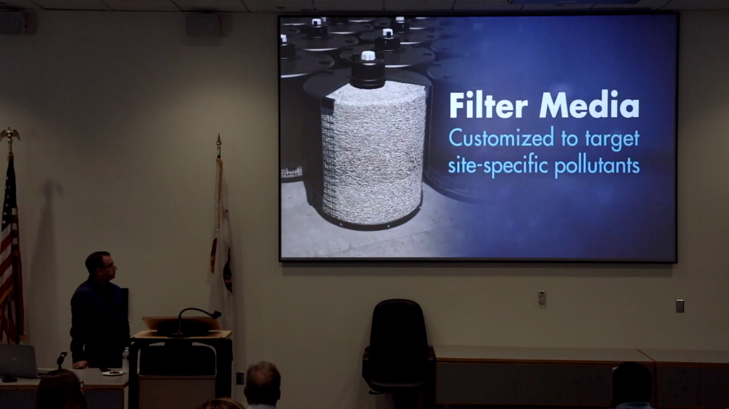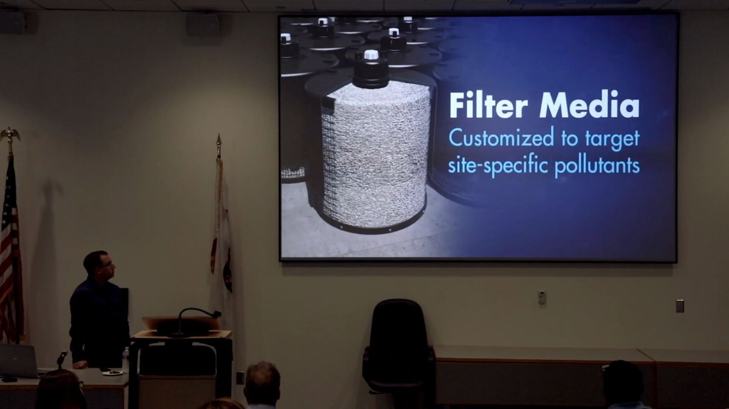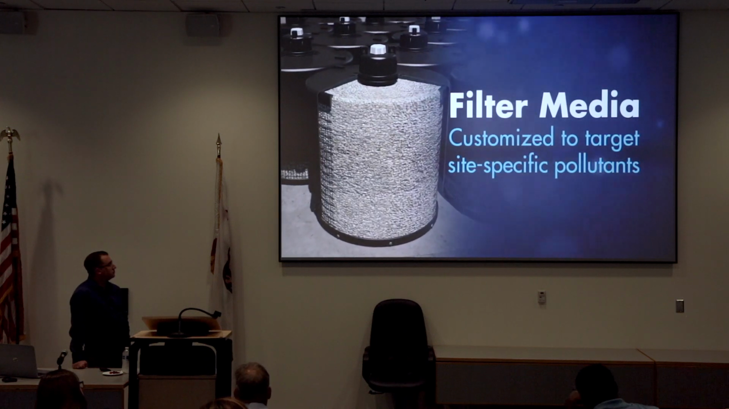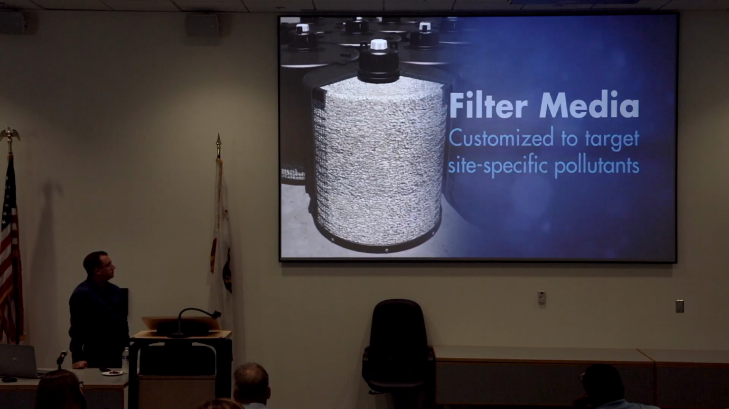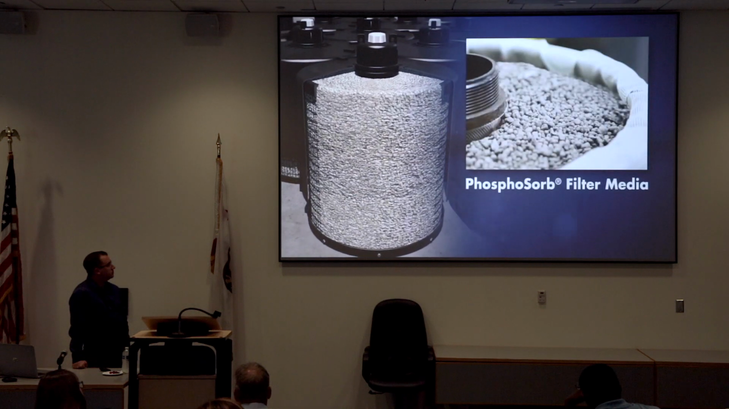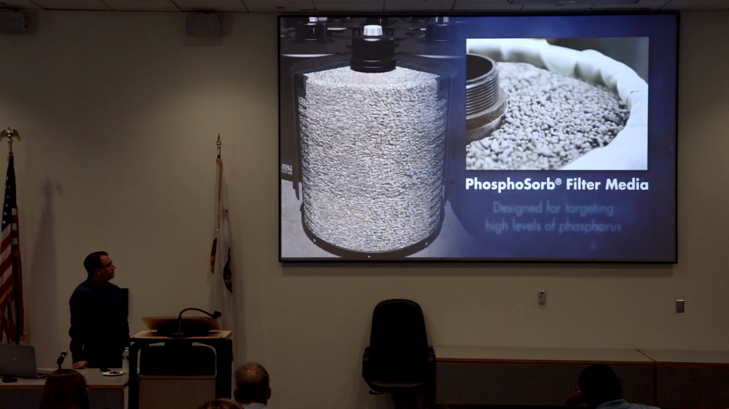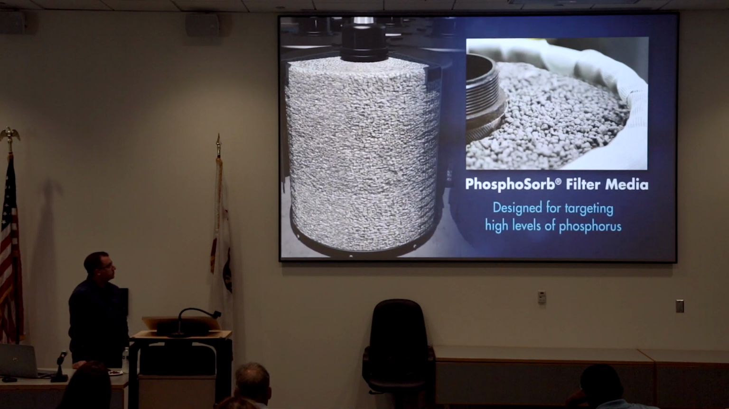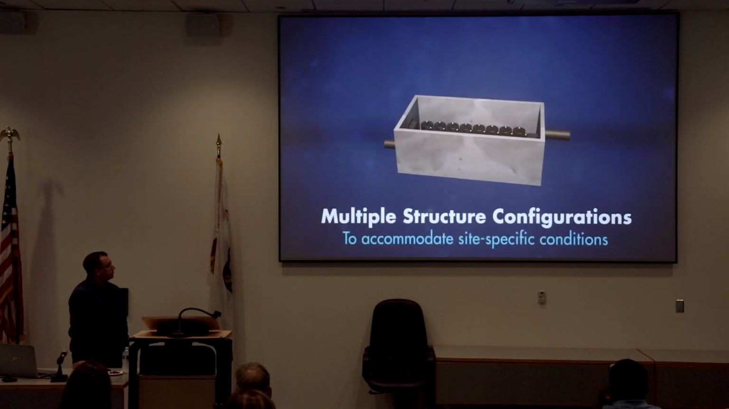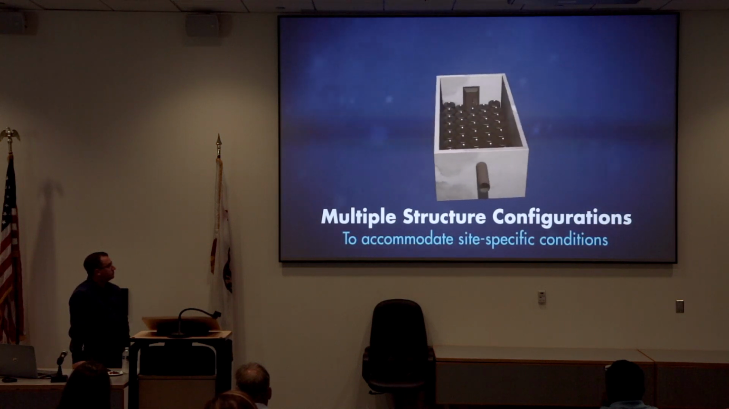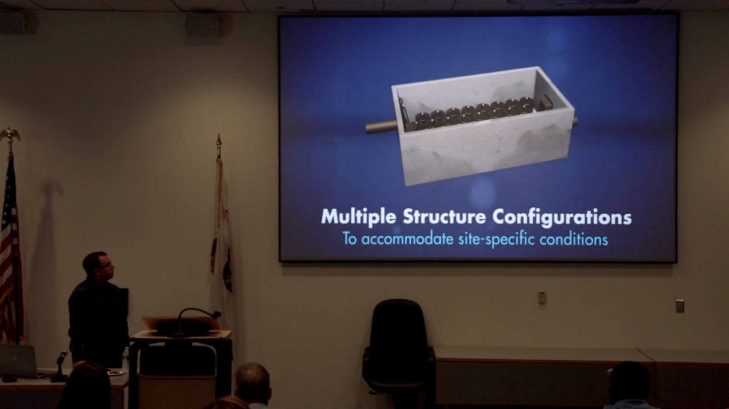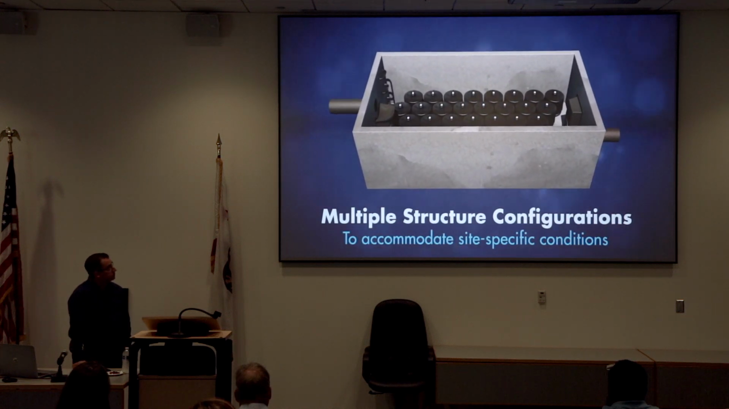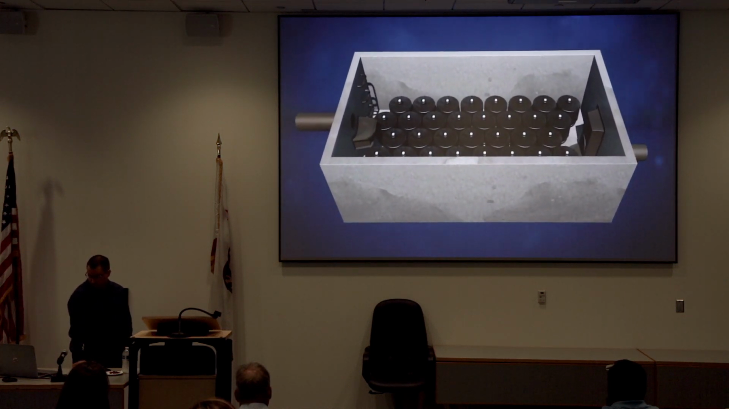The filter media in the storm filter cartridges can be customized to target site-specific pollutants. For example, in applications targeting phosphorus, Contech developed Phosphosorb, a unique filter media designed specifically for applications targeting high levels of phosphorus removal. The structures that house the filter cartridges can be configured in a variety of ways to accommodate a wide range of flows, project-specific footprints, and variable hydraulic conditions.